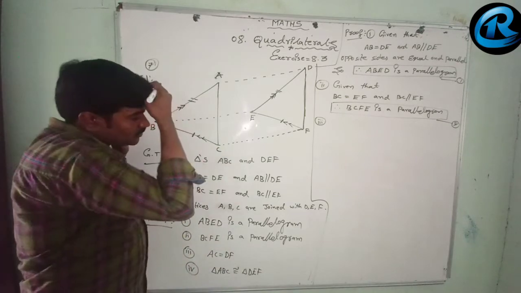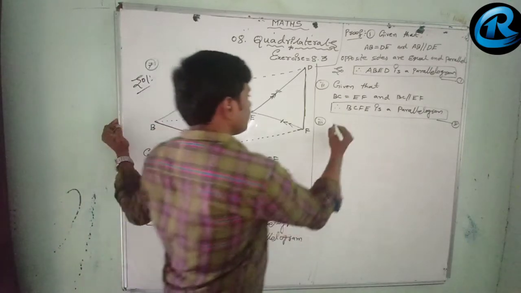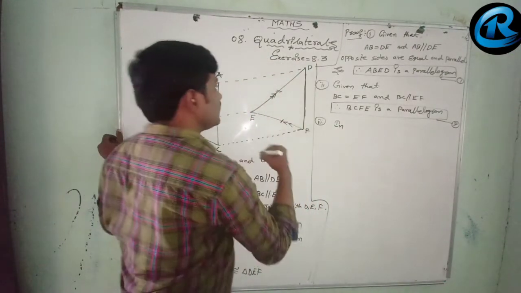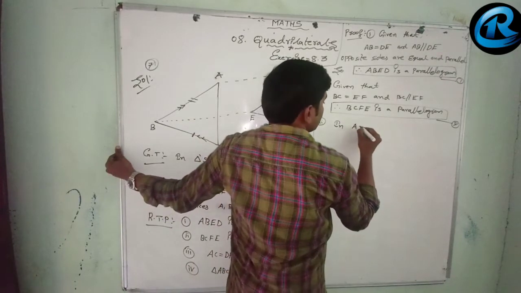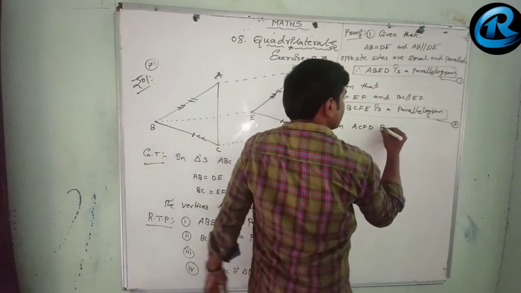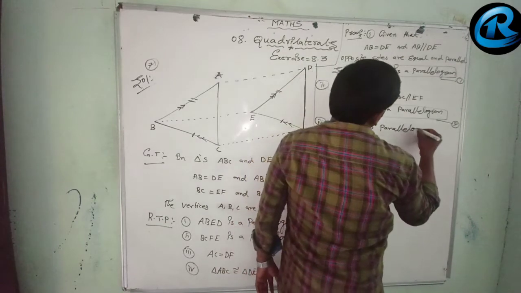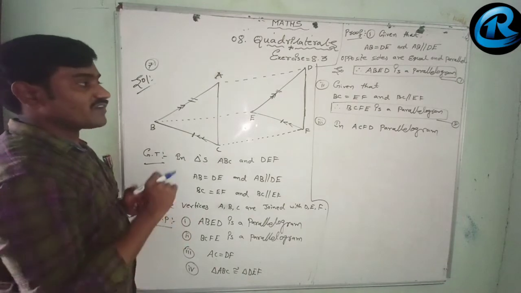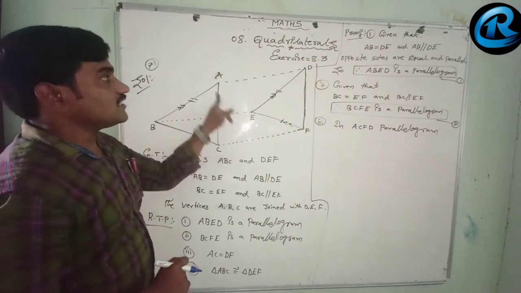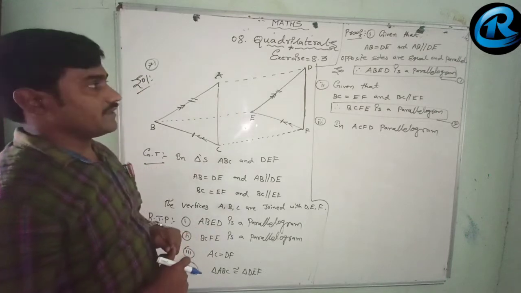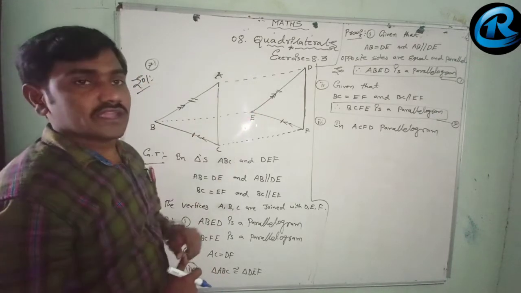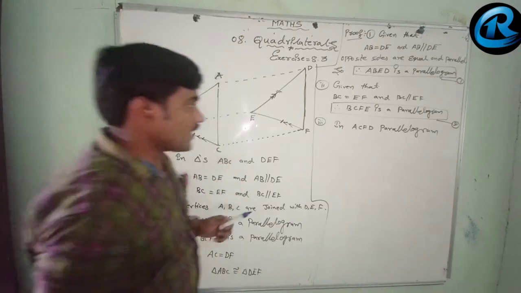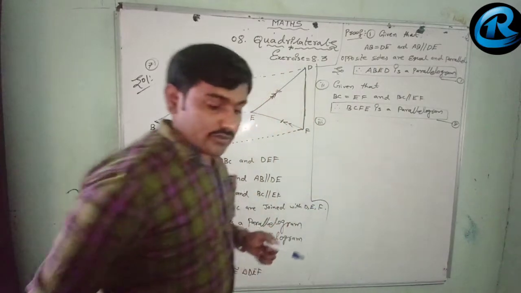So now, when you go for the parallelogram ACFD, in ACFD parallelogram what can we write? See, this BE is parallel to AD. So BC is parallel to AD. So we can say here, from proof number 1 and from proof number 2, we will write now.